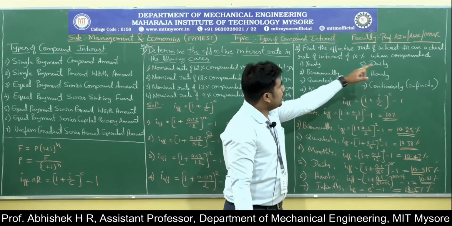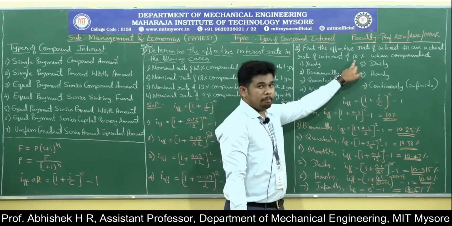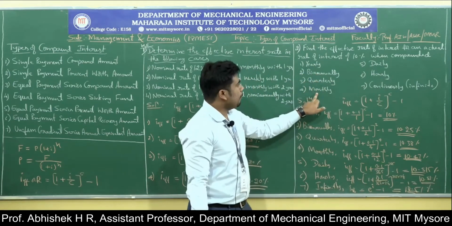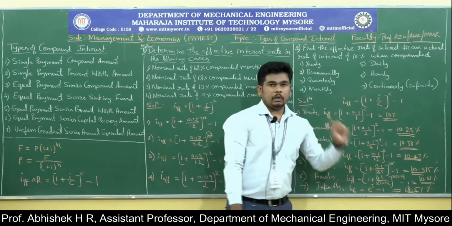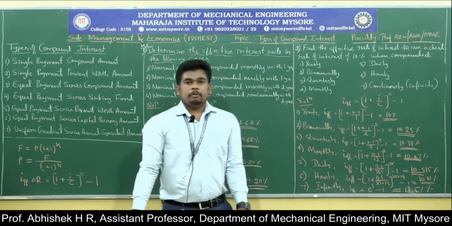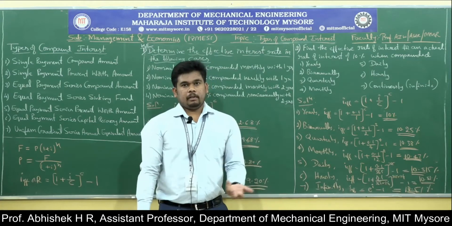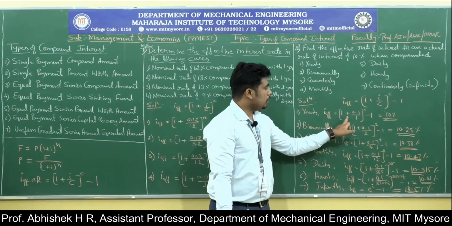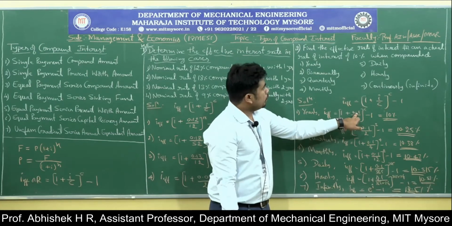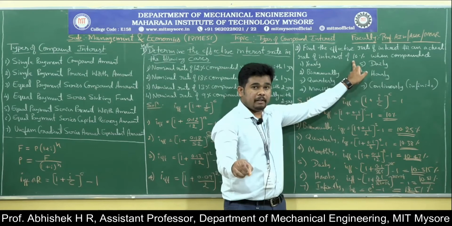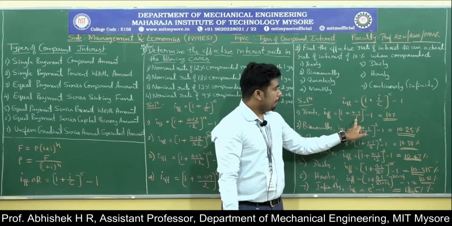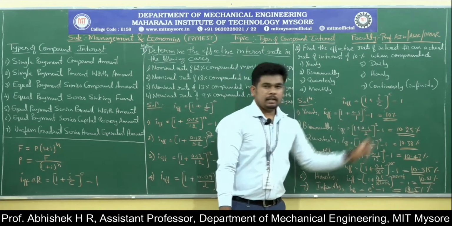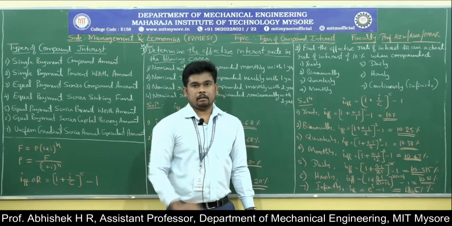Find the effective rate of interest for an actual rate of interest 10% when compounded yearly, biannually, quarterly, monthly, daily, hourly, continuously, means infinite. So for this we need to calculate the effective rate of interest. It is also the same formula. I effective is equal to 1 plus 0.1, the given actual rate of interest 10%. So 0.1 by 1, yearly means per year, we will get 10%. That is for a year.